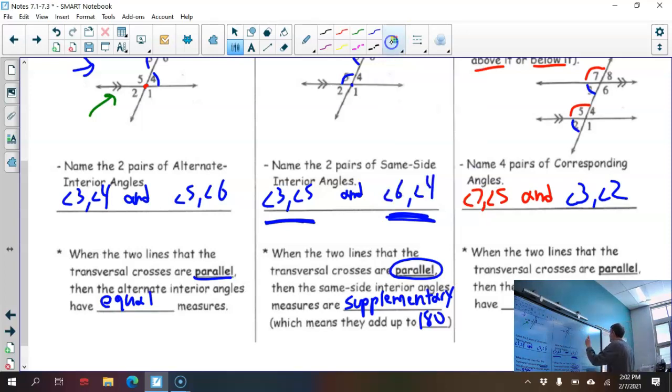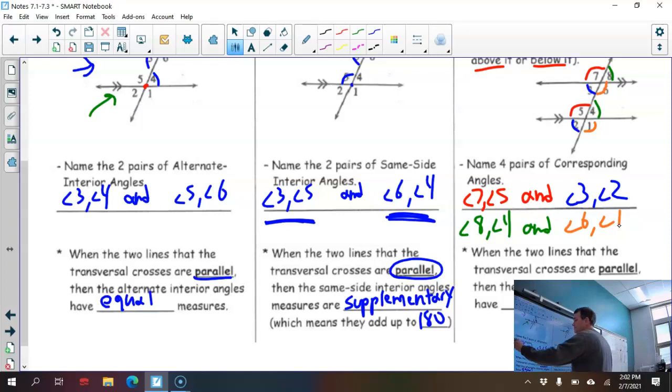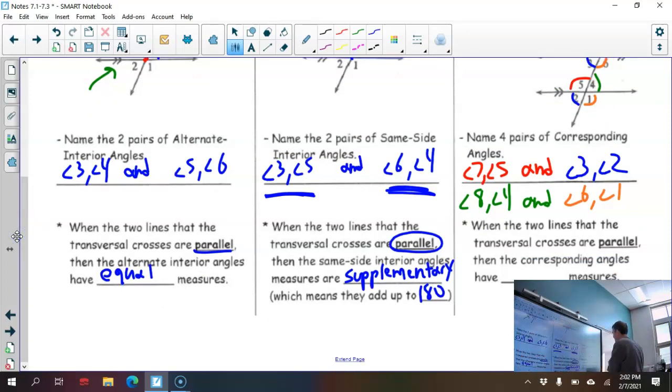And then, of course, we could go to the other side and say angle 8 and angle 4. And last up, I guess we could go to angle 6 and angle 1. All of those pairs would be corresponding angles. And when the two lines that the transversal crosses are parallel, the corresponding angles have equal measures. Okay, those are our three big pairs of the day.